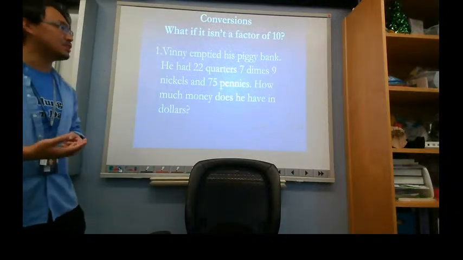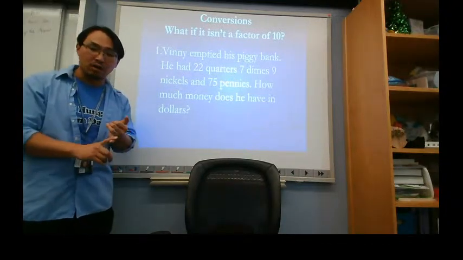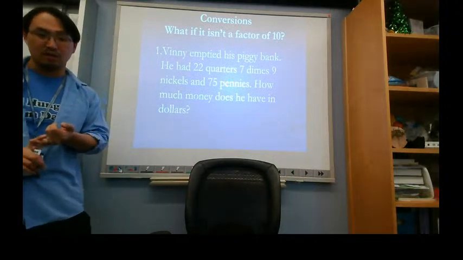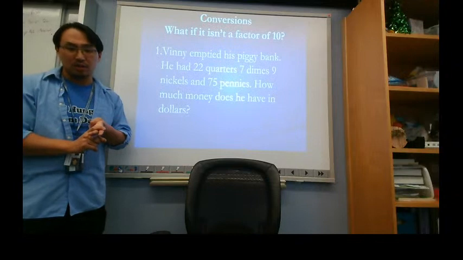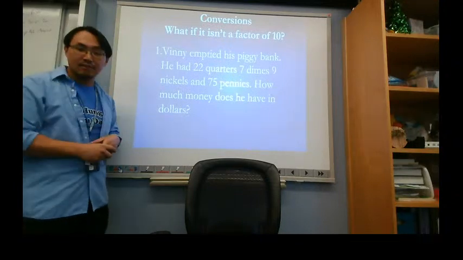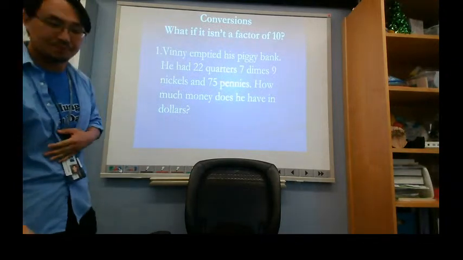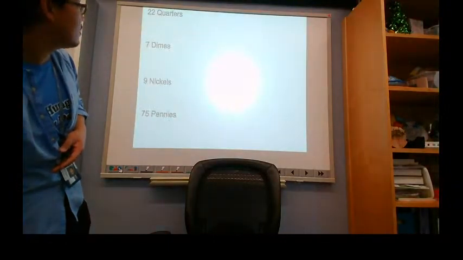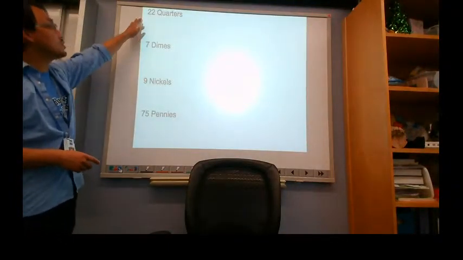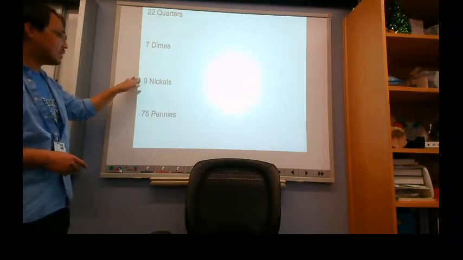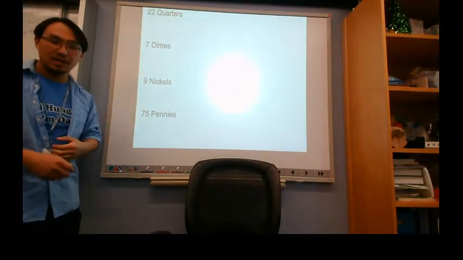Well, you have to first consider how many quarters are in a dollar, how many dimes are in a dollar, how many nickels are in a dollar, and how many pennies are in a dollar. I'm going to show you that conversion here in just a second. So here are our coins: 22 quarters, 7 dimes, 9 nickels, 75 pennies.